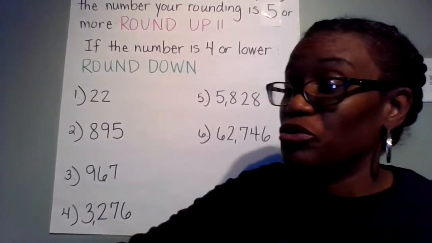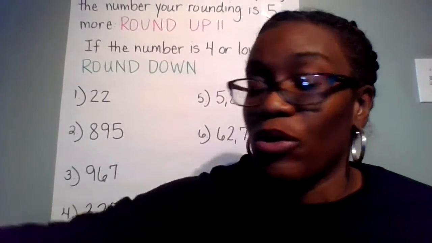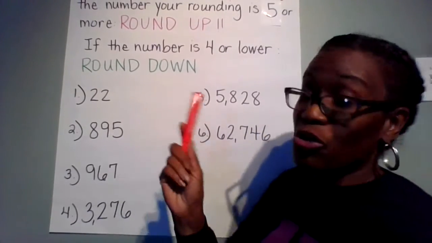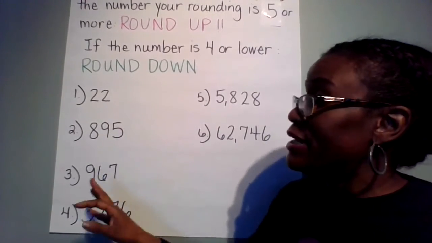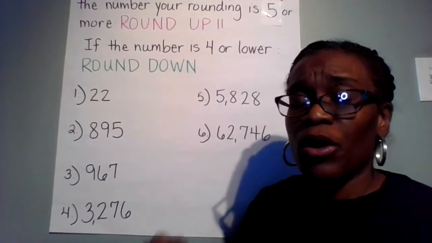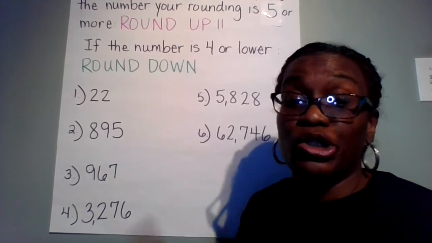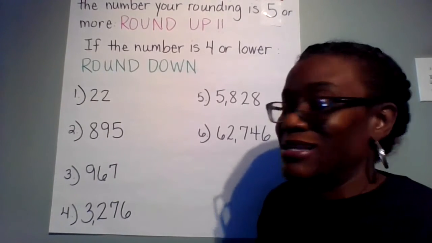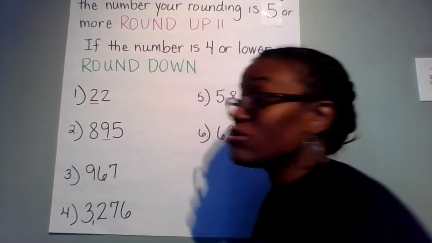I'm going to use 2 different color markers. I'm going to use red and blue. Now, I'm going to use the red because when we're rounding, we need to make sure that we underline the number that we're rounding to. So if this number is 22, we're going to round to the tens.